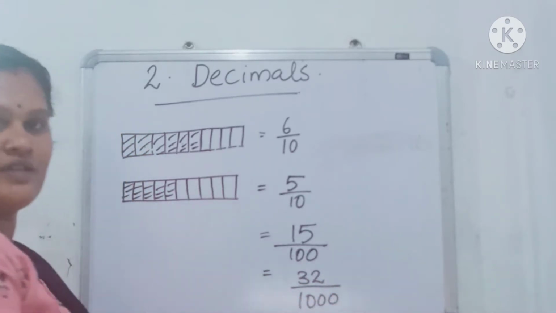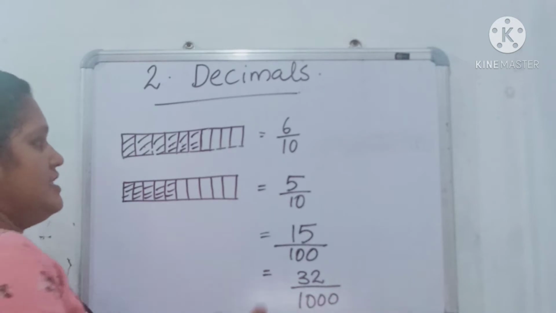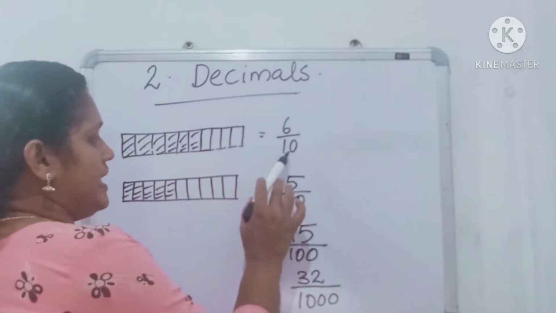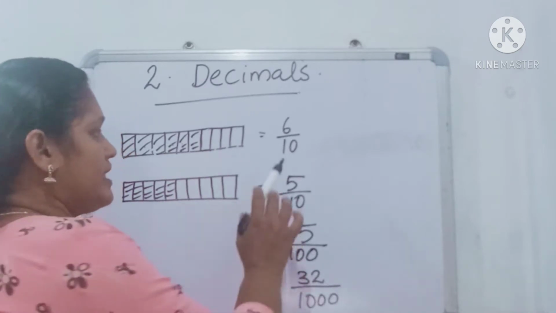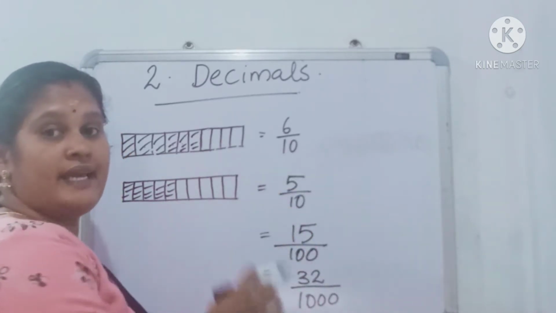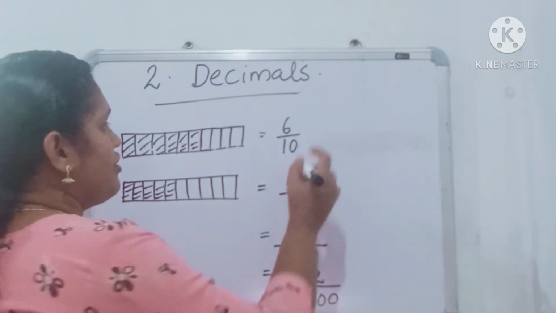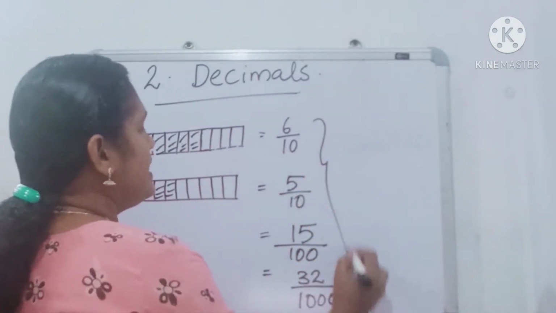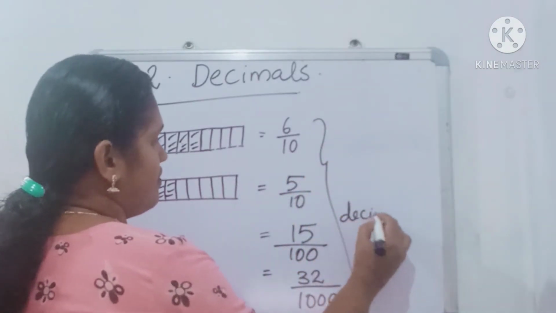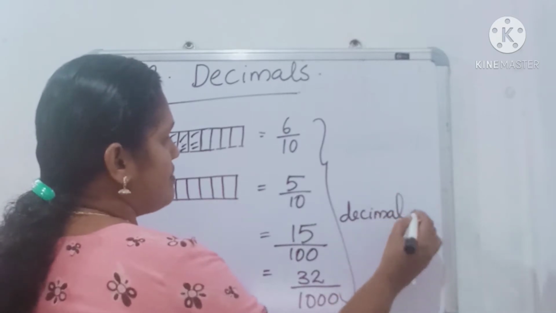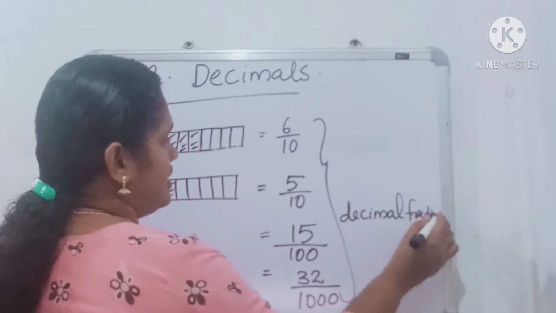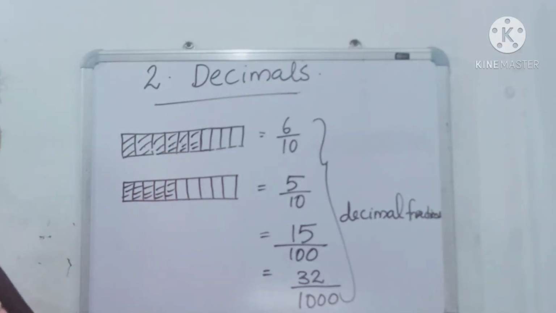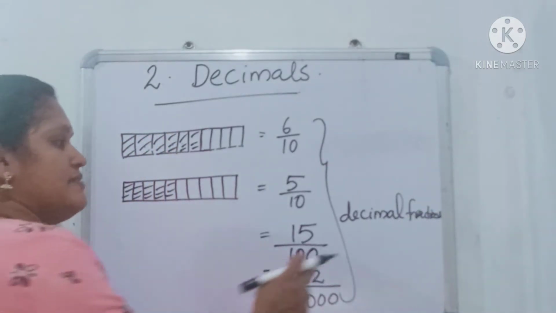1000. Clear? Here, the denominators are 10, 100, 1000, etc. That means 1 followed by zeros. Such kind of fractions are called decimal fractions. What? Decimal fractions. Clear? Such kind of fractions are called decimal fractions.